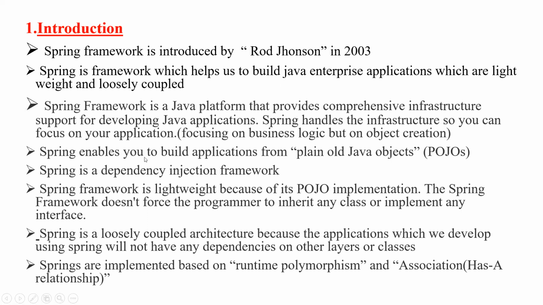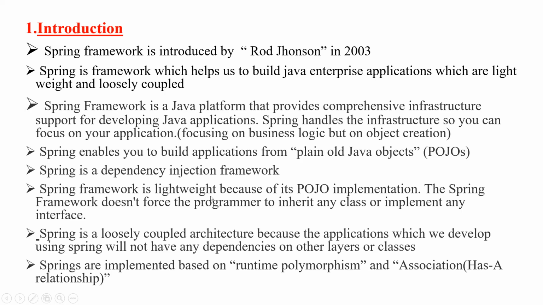Spring enables you to build applications from plain old Java objects. Whatever business logic you want, you keep it in some class, and that class we call a POJO class. Spring is a dependency injection framework. If a class depends upon some variables, you can inject those variables during runtime using a process called dependency injection. You will come to know; we will show you with examples.